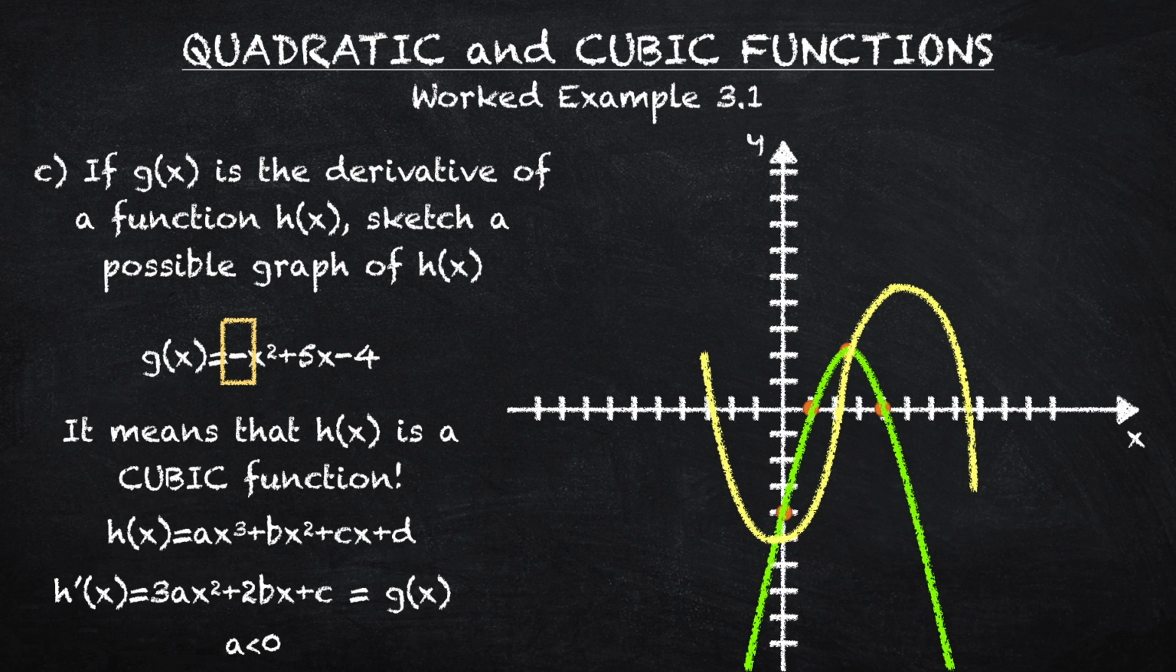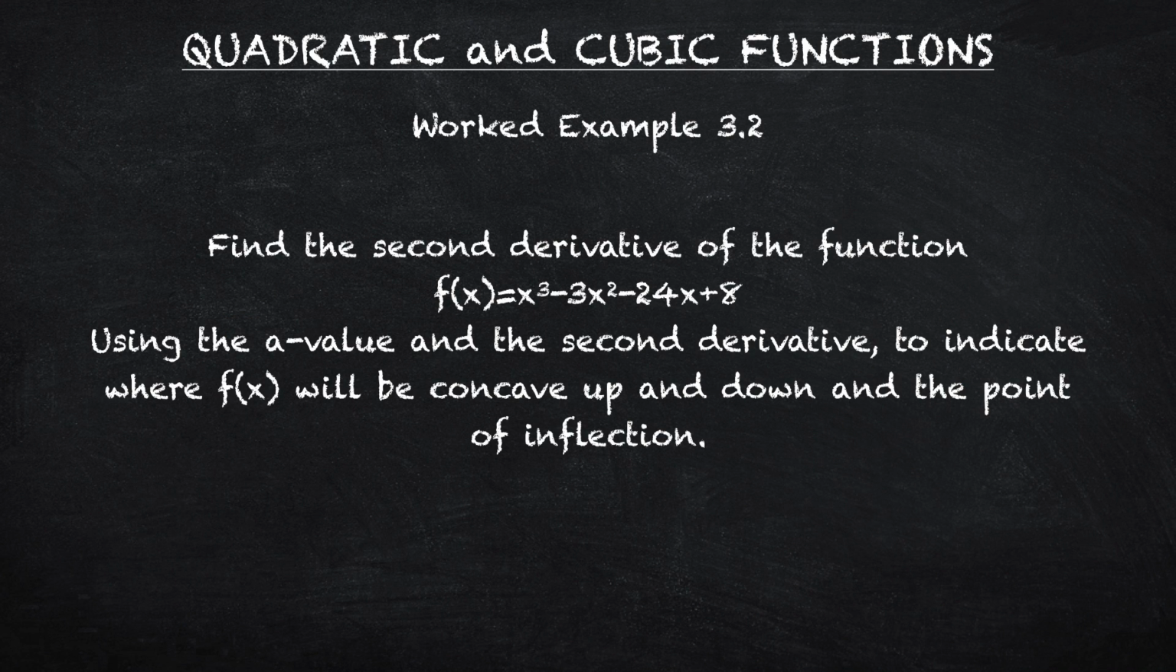Now we have another worked example, worked example 3.2, which is: find the second derivative of the function f. This time the function f is x to the power of 3 minus 3x to the power of 2 minus 24x plus 8. Using the second derivative, we need to indicate where f will be concave up and down, and where the point of inflection is.